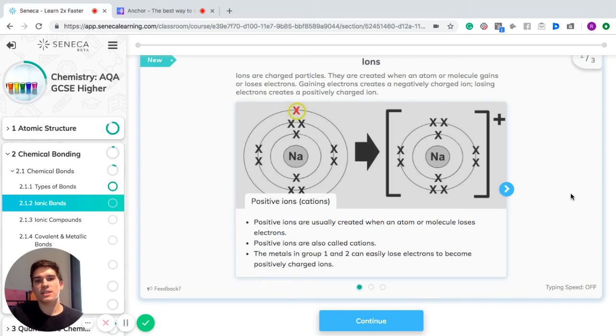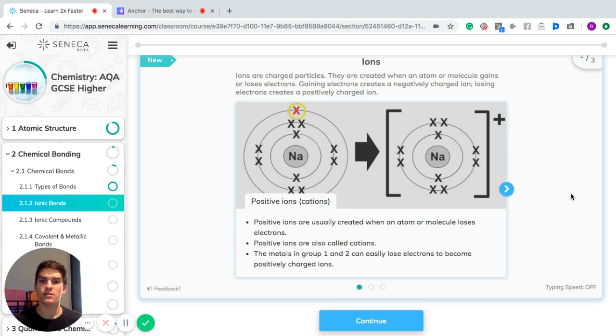We'll look in a bit more detail at ionic bonds. So ions are charged particles. They are created when an atom or molecule gains or loses electrons. Gaining electrons creates a negatively charged ion, and losing electrons creates a positively charged ion.